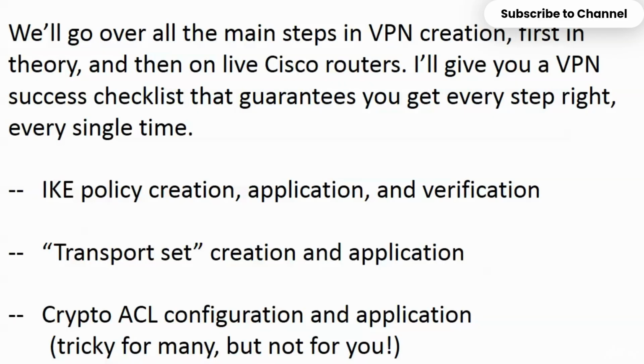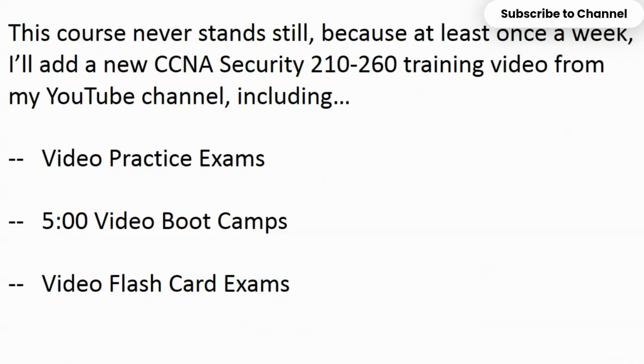We're going to go over IKE policy creation, application, and of course verifying. Something called a transform set with VPNs. We're going to create those. I'm going to explain them to you clearly and we'll see how to apply them. And another kind of access list, a crypto access list, how to configure it and how to apply it. This gets tricky for a lot of people because they don't know a couple of simple success rules. But at the end of this free course, you will, and you will nail it on exam day.